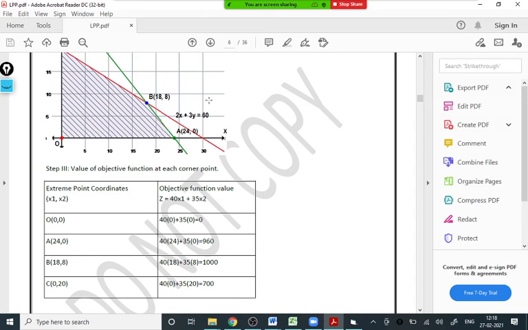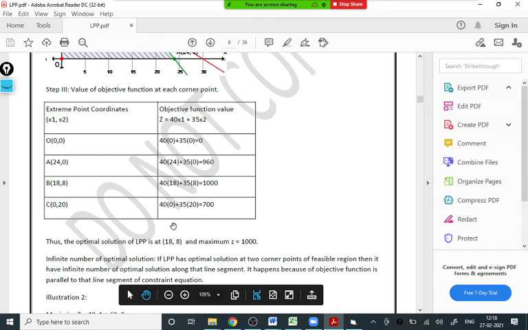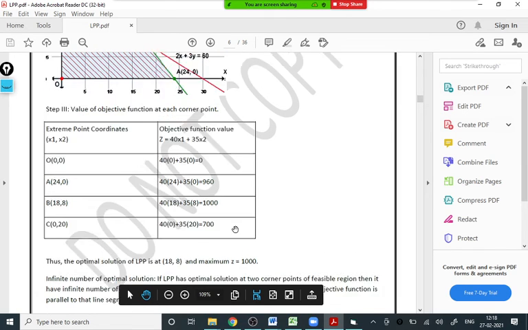In the exam, two important things you should have: this graph and this table. And then you should say the maximum is here. These 3 things. Any doubt in unique solution?